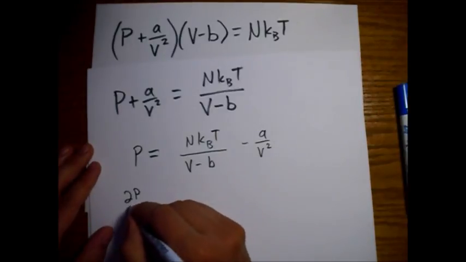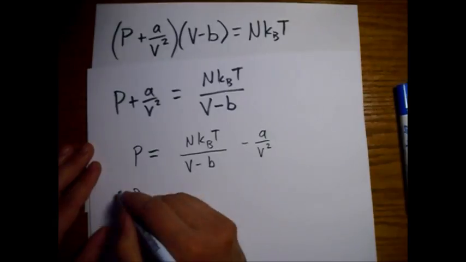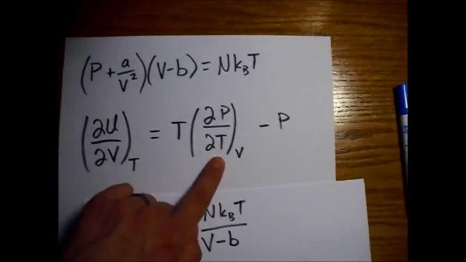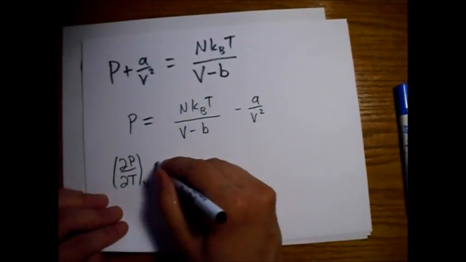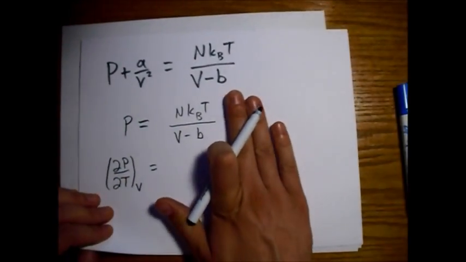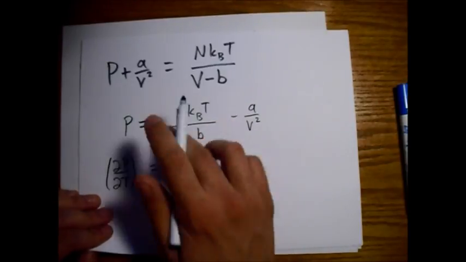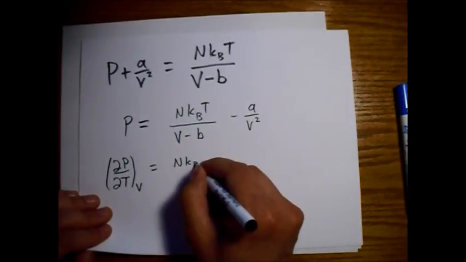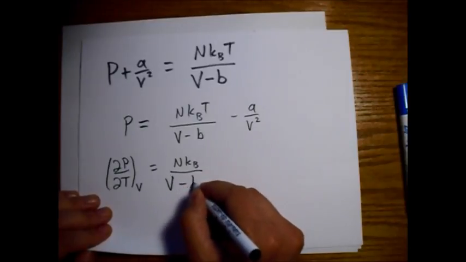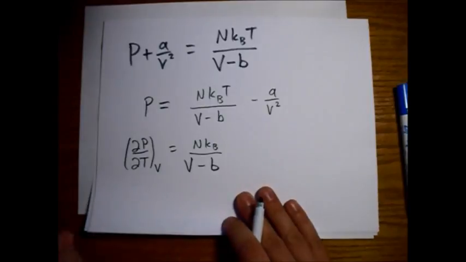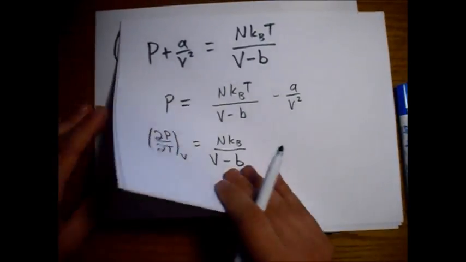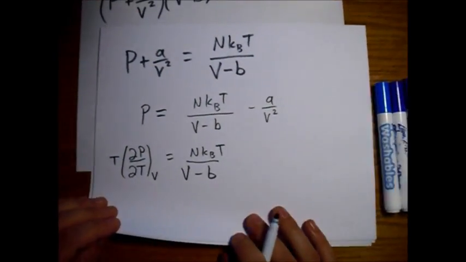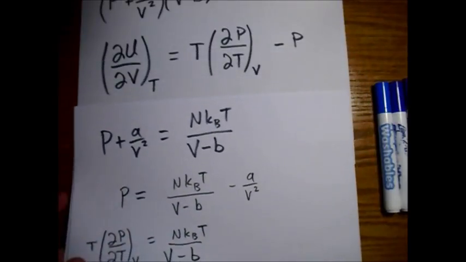When we take the derivative of P with respect to T, holding volume constant, because we need that for this piece right here, this term is a constant and just goes away, and all we end up with is this piece that's multiplied by T. So N kB over V minus B. Now, what we really wanted was to multiply this by T, so let's multiply both sides by T. And look, we end up with our first term again.